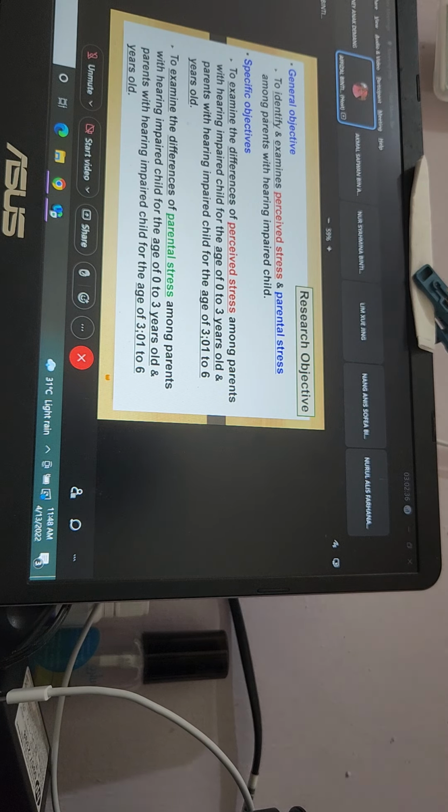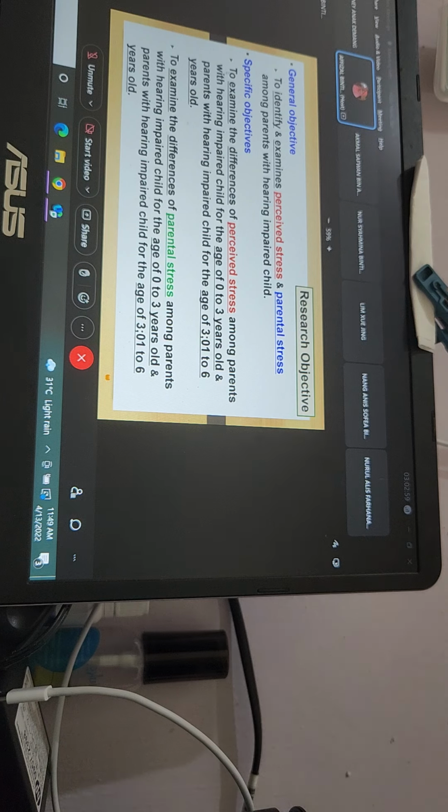You want to identify and you want to examine. Identify, you need to use descriptive analysis. Examine, you need to use analytical analysis or inferential analysis. There are two ways of analysis. Okay, don't worry. This is the specific objective. For the specific objective, you cannot combine. You need to put it separately.